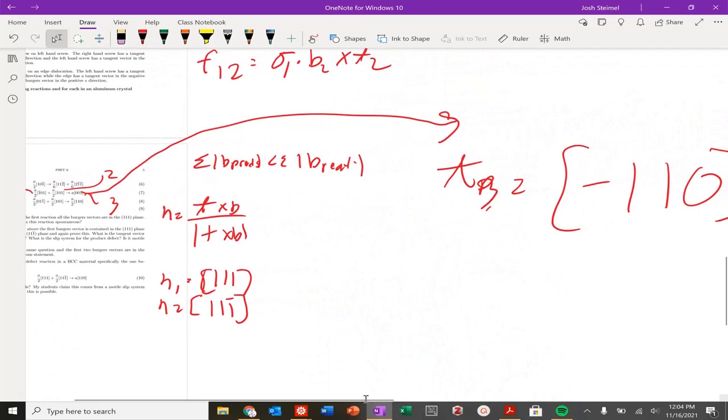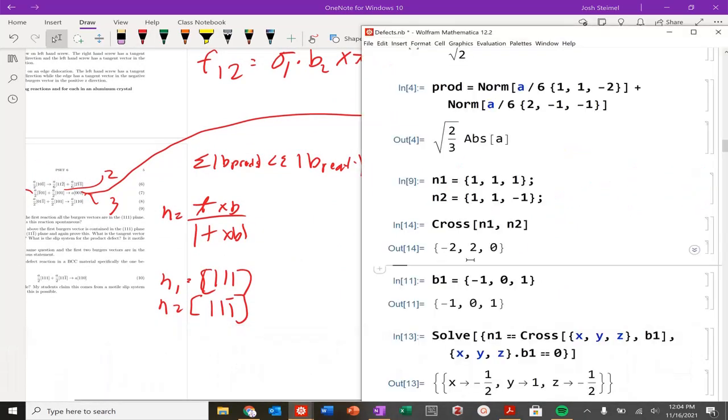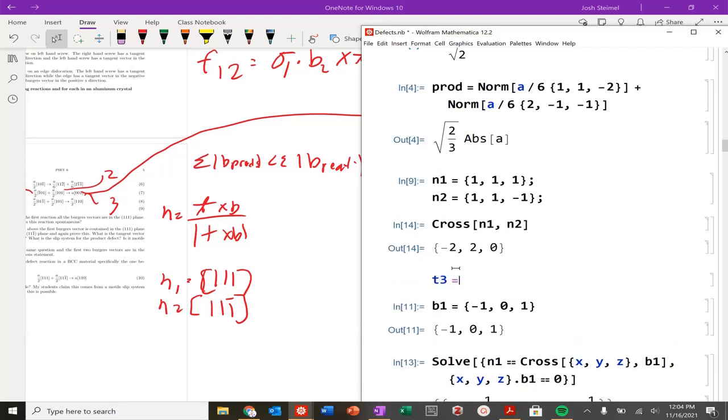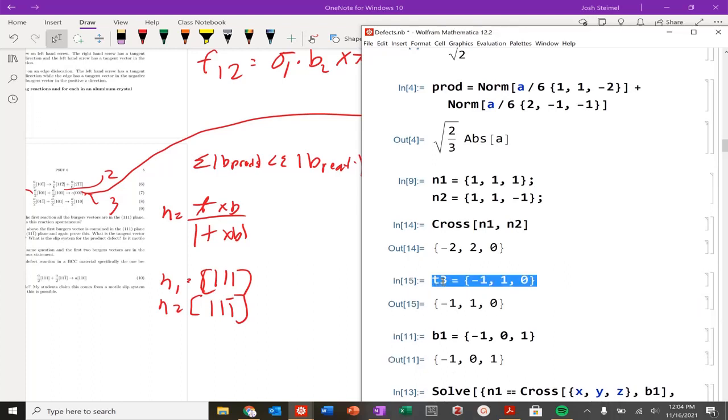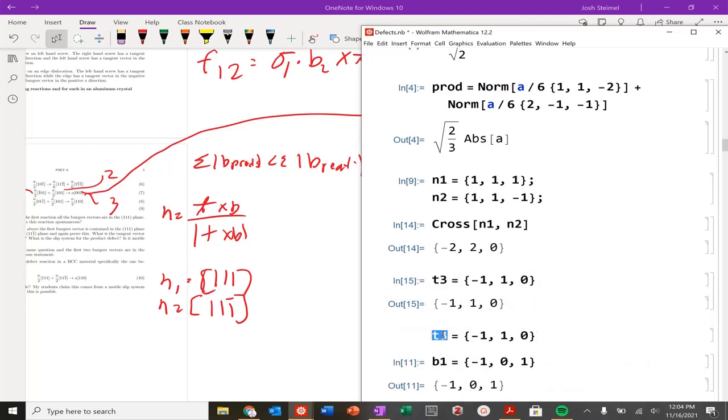So a over a times 0, 0, 1. Let's say my B3. My T3 is equal to minus 1, 1, 0. And my B3 is equal to 0, 0, 1.